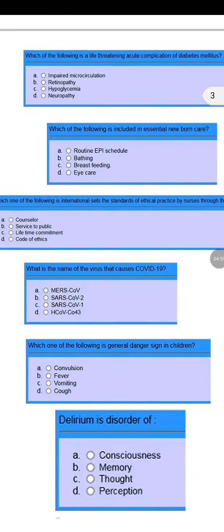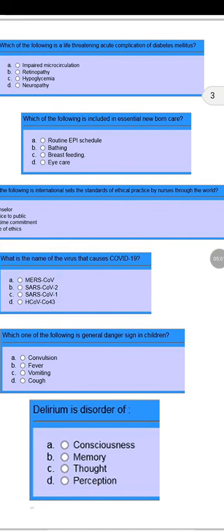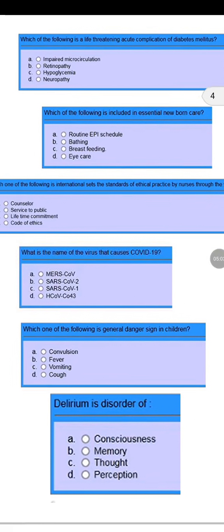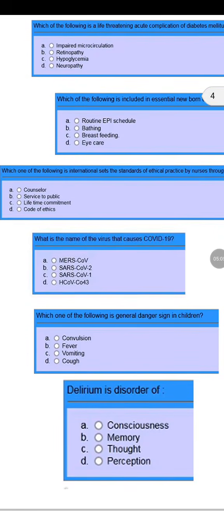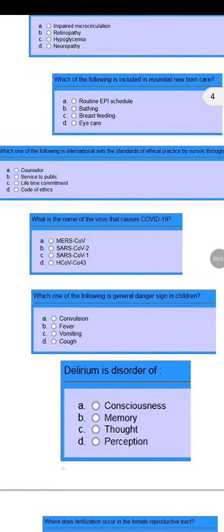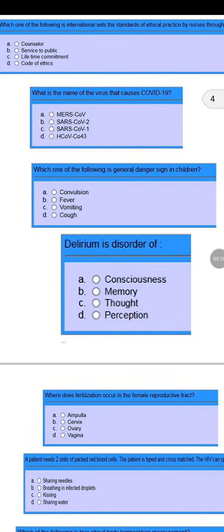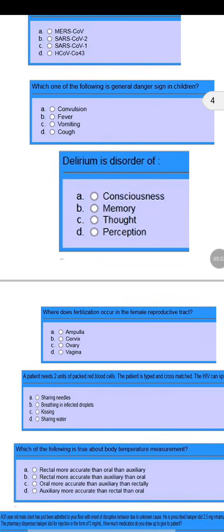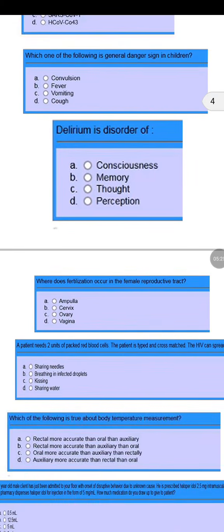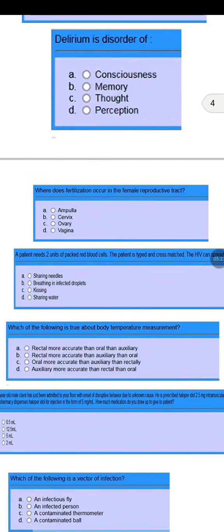Which one of the following is the international standard of ethical practice for nursing throughout the world? Code of ethics. Which is the name of the virus of COVID? What is the general danger sign of children? Where does fertilization occur?